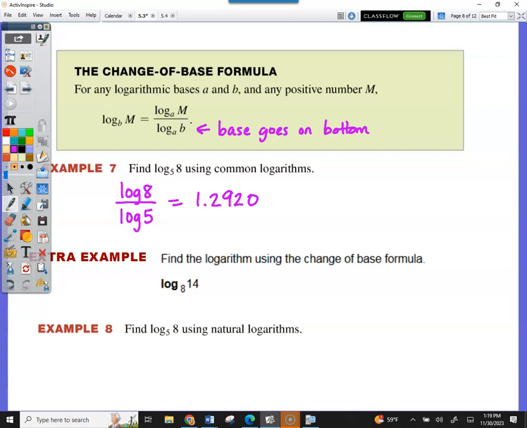Oh, I switched the order. Okay, find the logarithm using the change of base formula. So we're going to do it again. Y'all try it. Is it not switched on y'all's? It says extra example below it. Sorry. Jump around. Jump to this one.